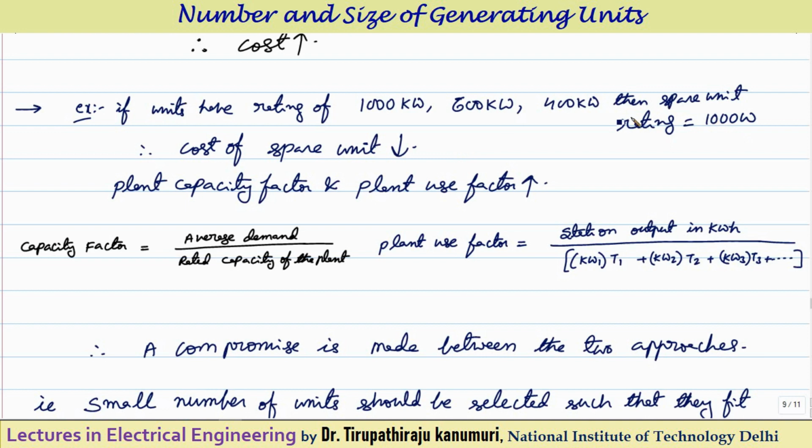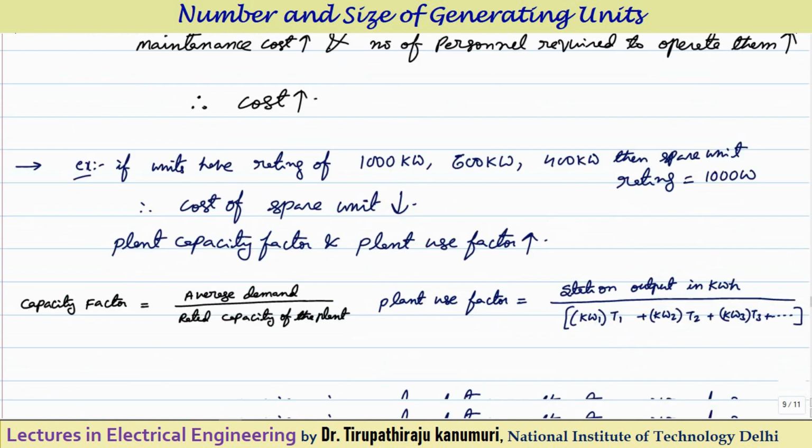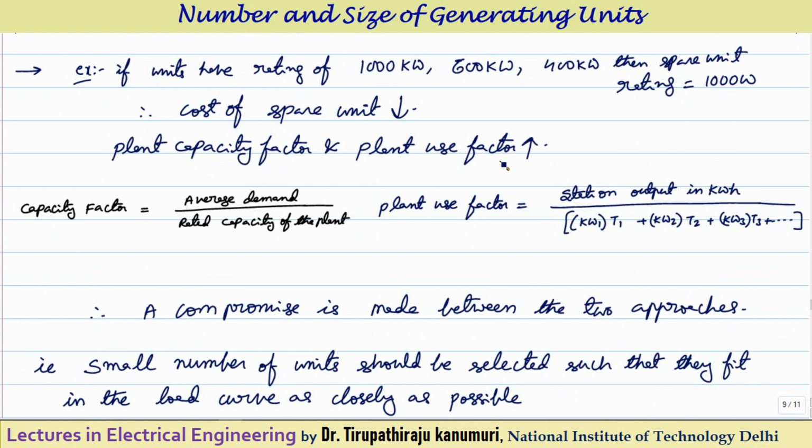So because of this, what happens? The cost of the spare unit decreases drastically because the rating of the spare unit required is decreased. So that is the advantage. That means here the cost is decreased and this cost is increased, so you have to maintain the balance between these two. There will be a threshold above which, instead of decreasing, the cost may increase. So going for the lower units, we are also going to prove by solving a numerical that the plant capacity factor and the plant use factor will increase, because we know the plant capacity factor is average demand divided by rated capacity of the plant.